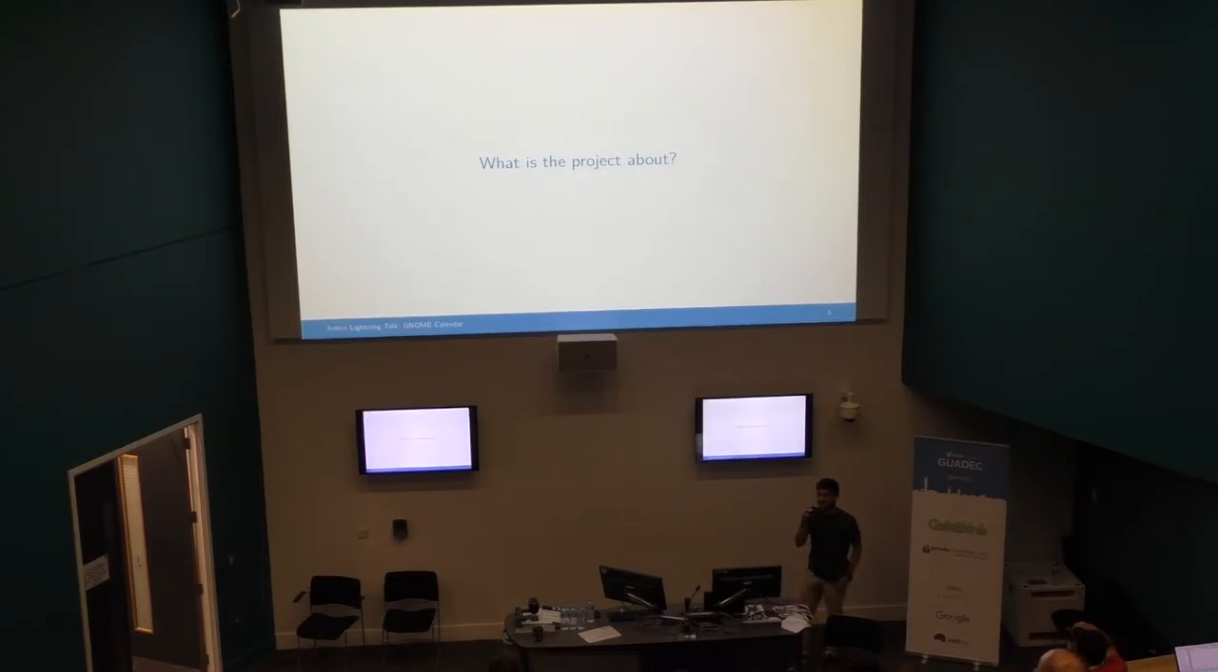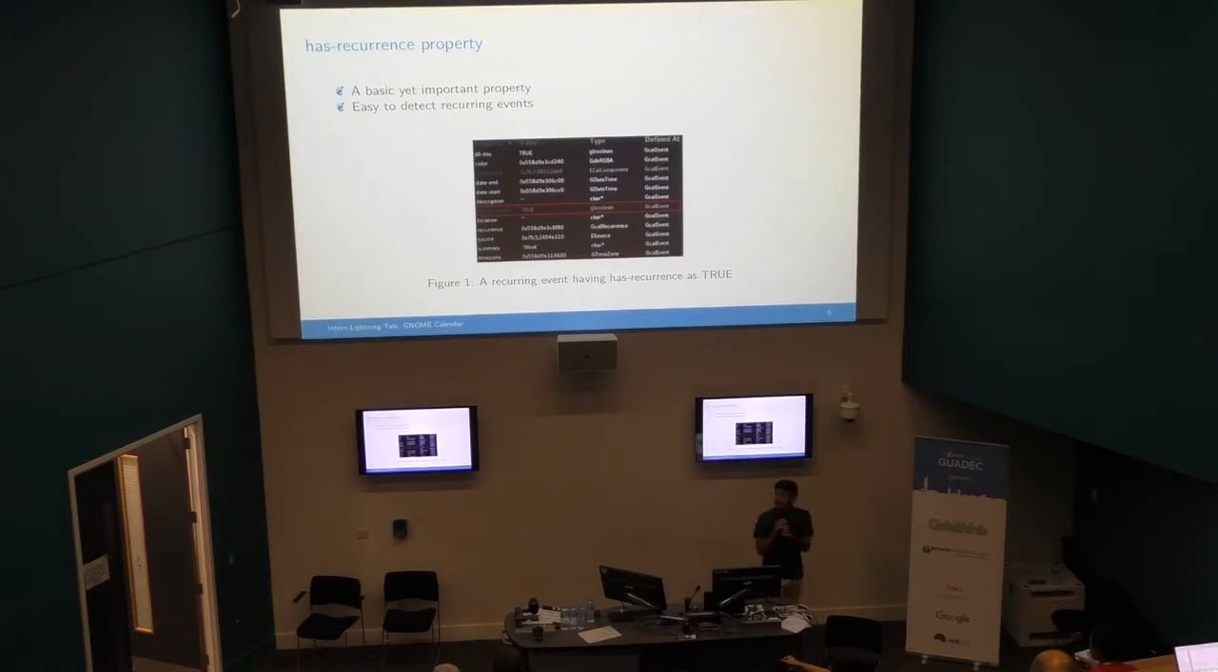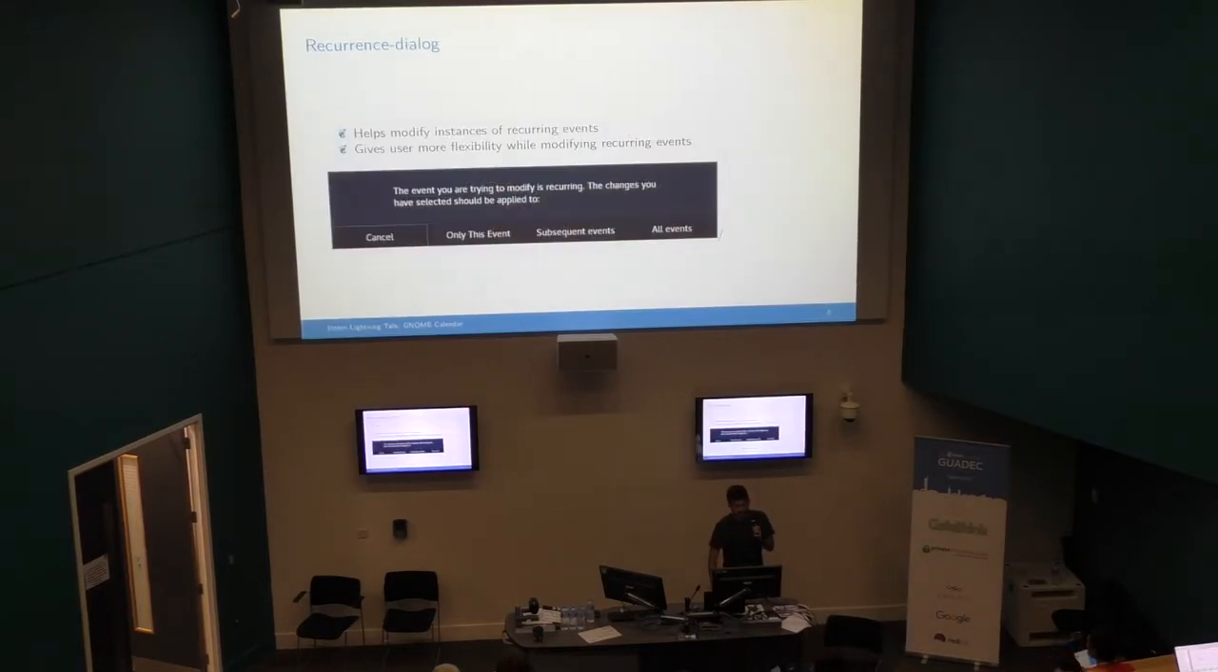A recurring event is just an event that repeats. Suppose you go to the gym every Wednesday, so now you can just create an event which repeats weekly on Wednesdays, and that's it. It's that easy. So, major components of my project. First we have the hasRecurrence property, which is pretty basic. You can see that I added this event from Google Calendar, and I use GTK Inspector, so you can see that hasRecurrence has been set to true. So that works. It was quite a simple step, but a necessary one.